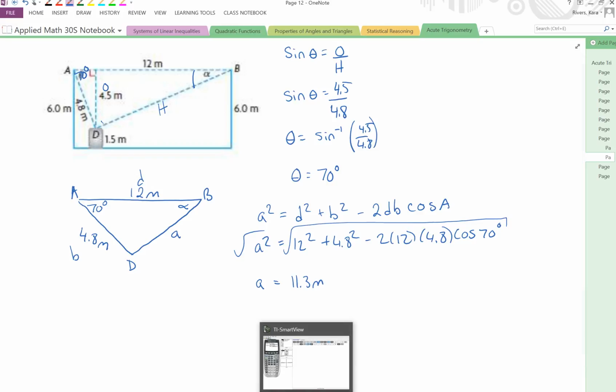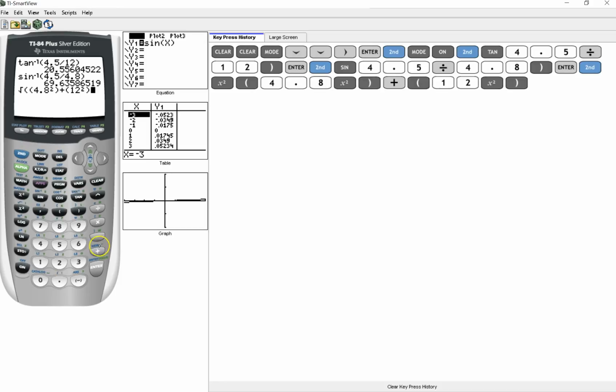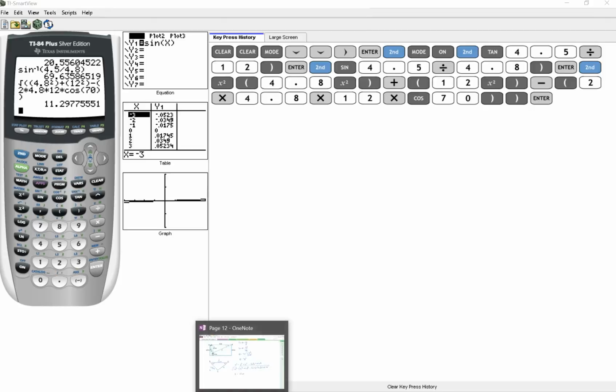Okay, if you want, I can plug that in my calculator and show you how I got that. So the square root and open brackets, I've got 4.8 squared plus 12 squared minus 2 times 4.8 times 12 times cosine of 70 degrees. Close the brackets there, close the other brackets, hit enter, and there's that 11.3 meters.